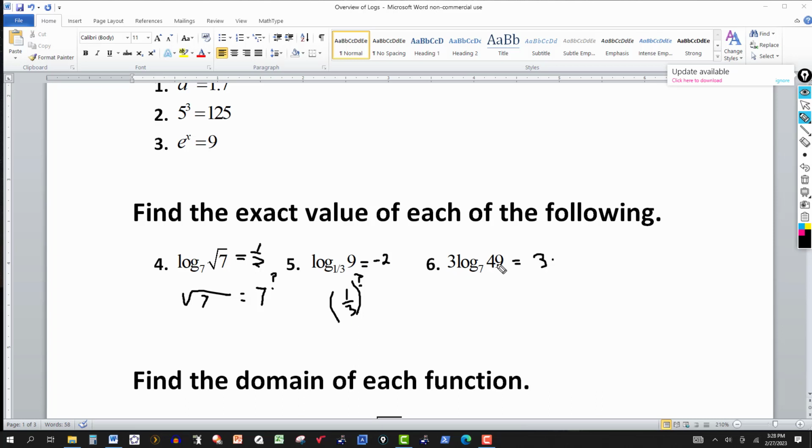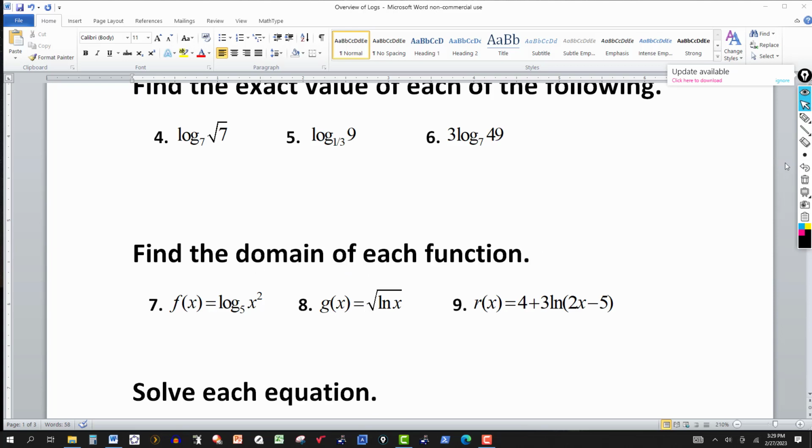That 3 log of 49 to base 7. So for this part right here, we're asking log of 49 to base 7 is what? That's asking 7 to what number is 49? Well, 7 squared is 49, so this should be 2. 3 times 2 is 6. That's your answer. So we got 1/2 for number 4, -2 for number 5, and 6 for number 6.